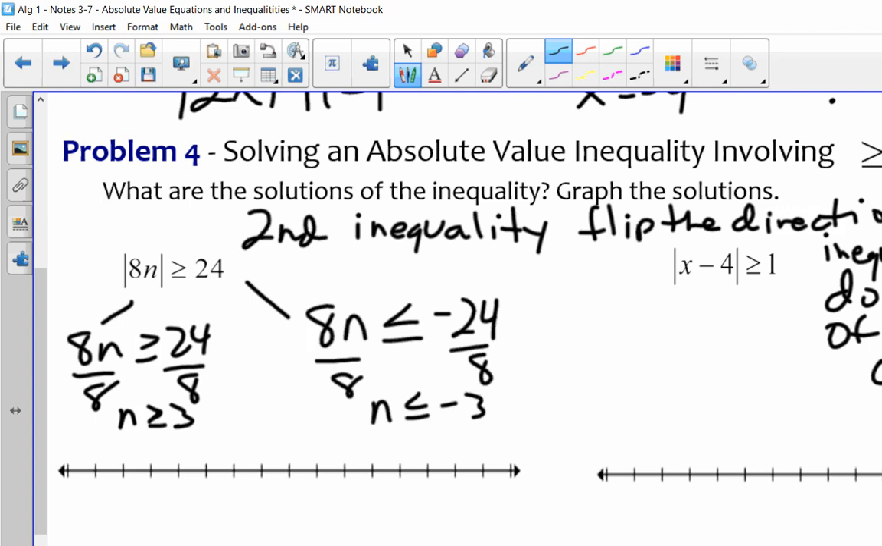Okay, so we're going to graph these. Find 3. Using the symbol, it's greater than or equal to, so solid point, and the arrow's telling me to go that way. That was this inequality, but now I got the second one, -3. It's still a solid point because it's also equal to, but now it's telling me to go that way.